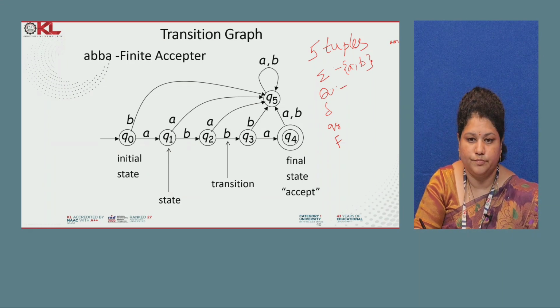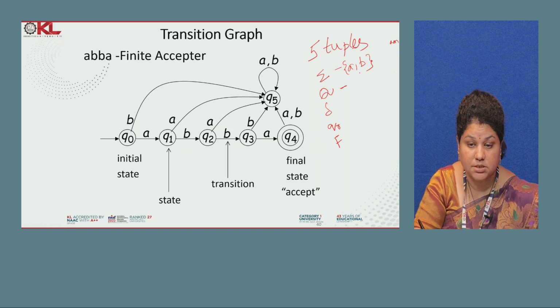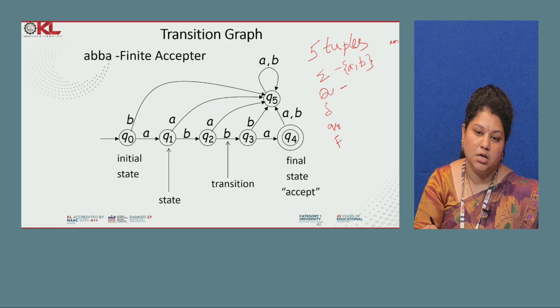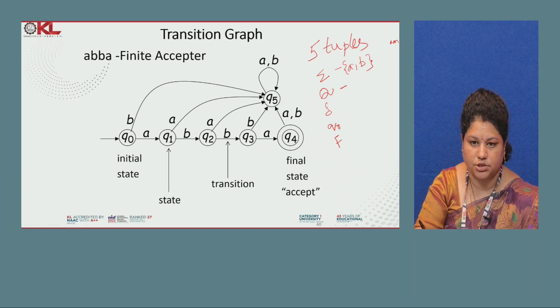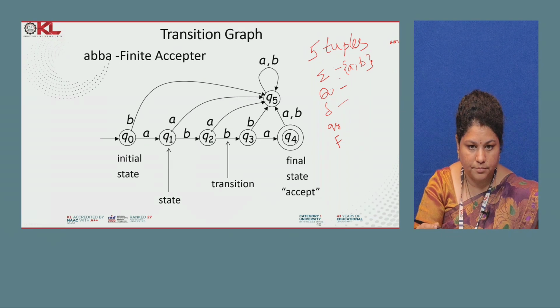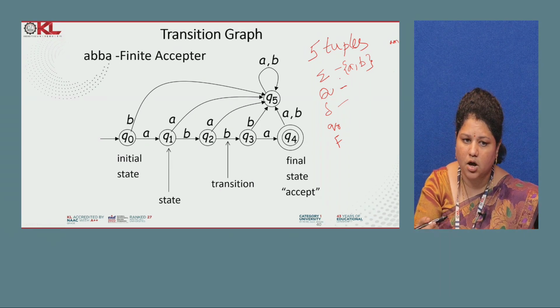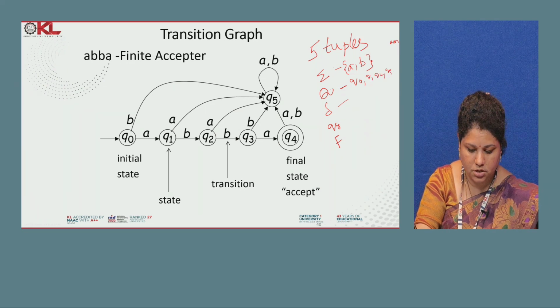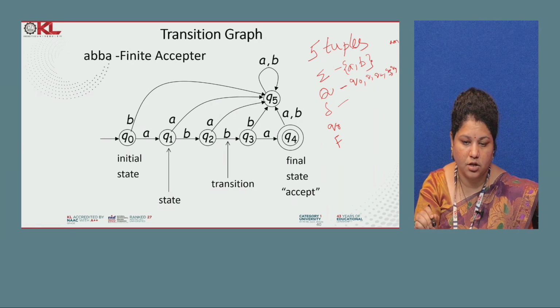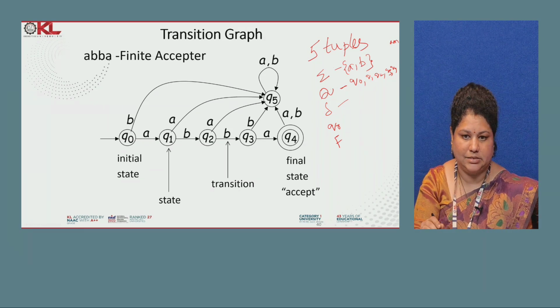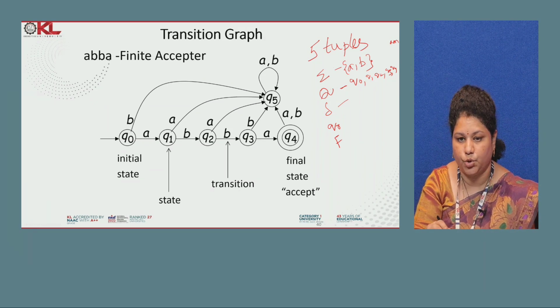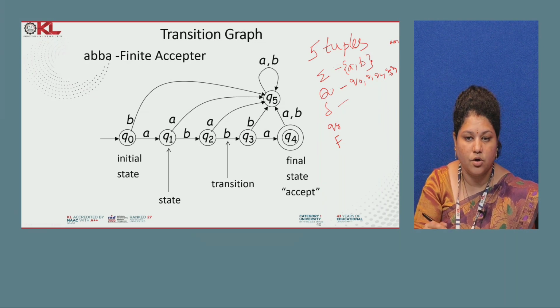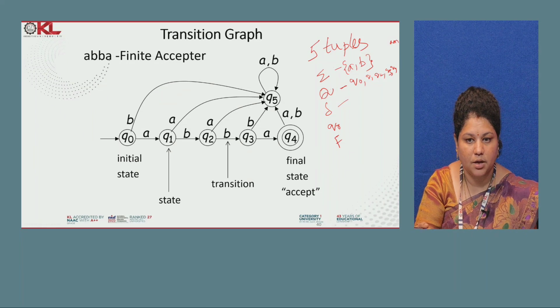Q is nothing but the set of states, represented with Q. Delta means the mapping function. By seeing this diagram, what are all the states? Q0, Q1, Q2, Q3 and Q4. These are all the states, represented with Q. Delta is a mapping function. So how can the mapping function be performed here?